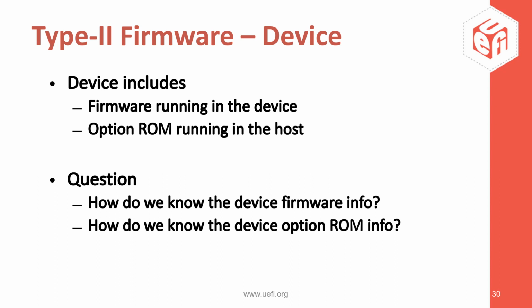If the device is active and used by the BIOS, such as a graphic device or a storage device or network device, then the device firmware and the PCI option ROM are involved in the firmware boot process. Now the question comes to us is, how do we know the device firmware information which is involved in the boot, and how do we know the device option ROM information?